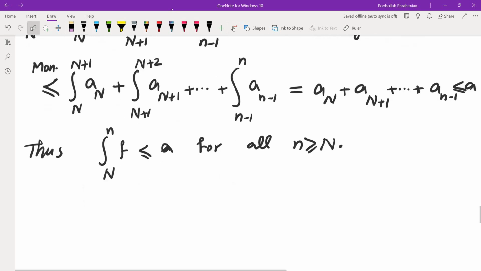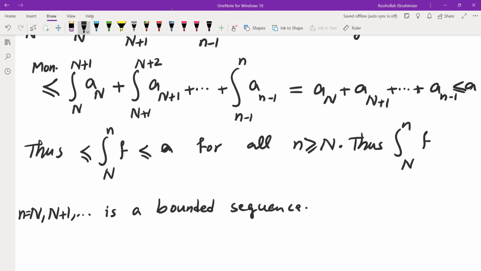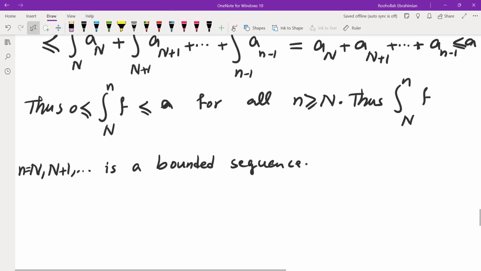Okay, so therefore it is bounded. Thus the sequence of integrals, k equals N plus 1, etc., is a bounded sequence. Well, clearly f is greater than or equal to 0. That was given. Therefore, the integral is greater than or equal to 0. Okay, so it's a bounded sequence. And that's what we wanted to show. We wanted to show that if this series converges, then the sequence of integrals would be bounded.